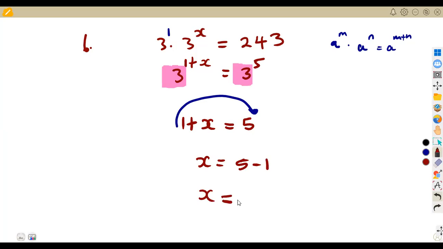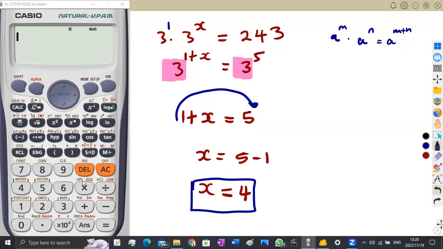So we obtain the value of x, which is going to be 4. So this is the value of x which satisfies this. Let me prove it this way. I can take my calculator and press in the values that I'm given. The first one is 3 times 3 to the exponent of x. We said our x is 4, so you put a 4 there. You get 243, which is the same number.